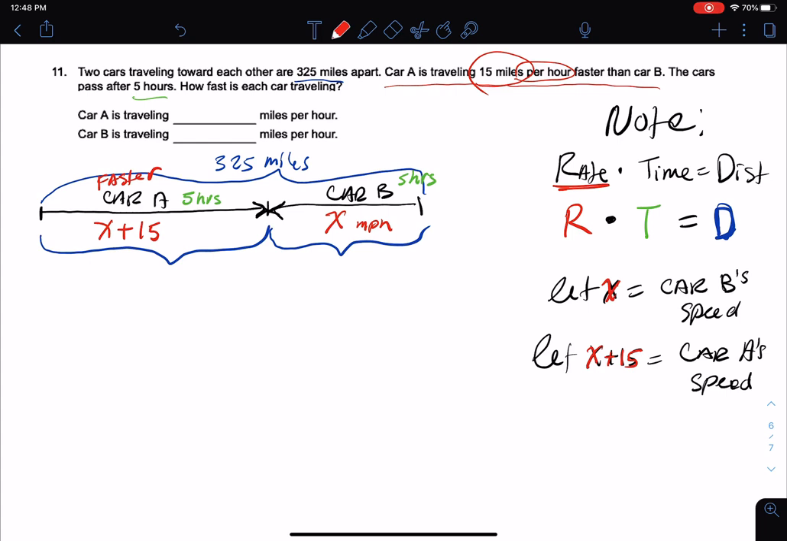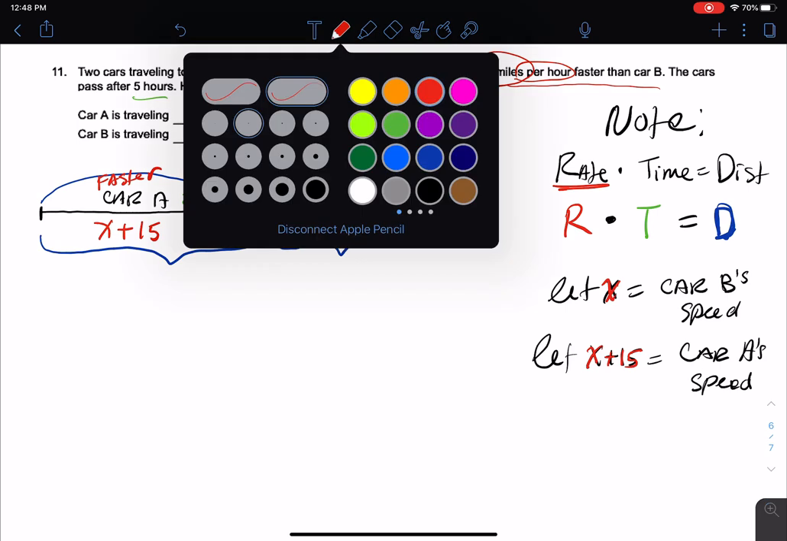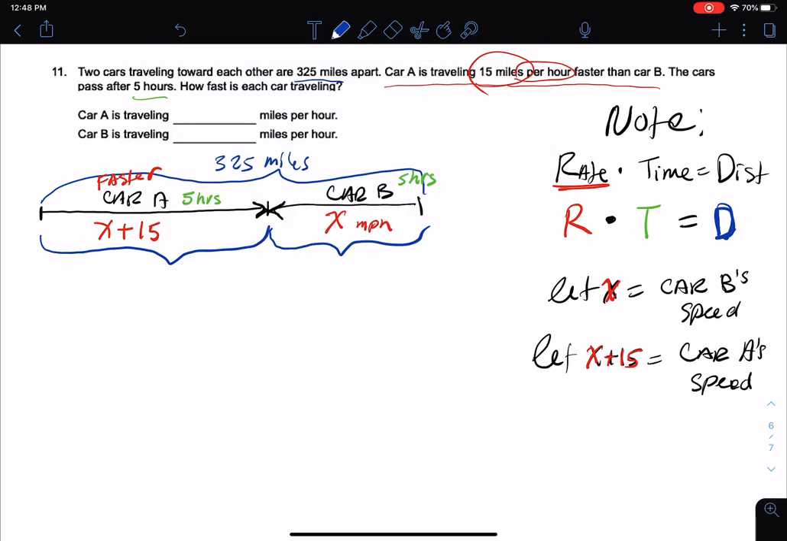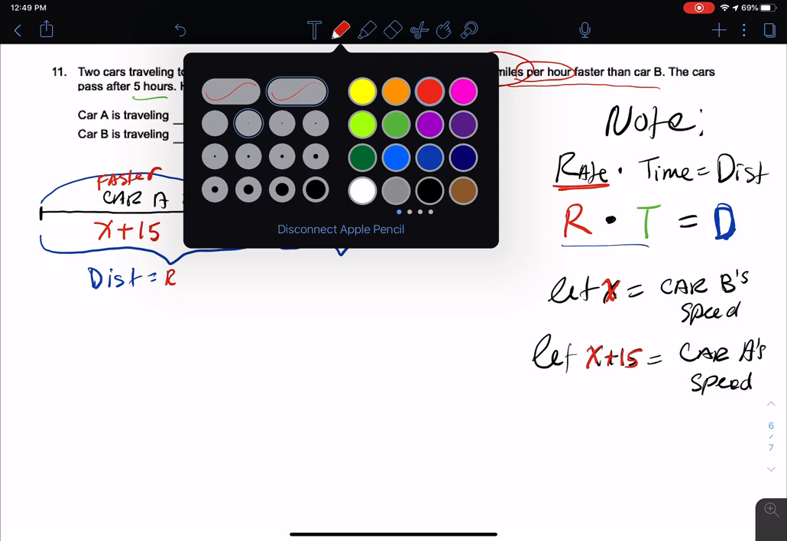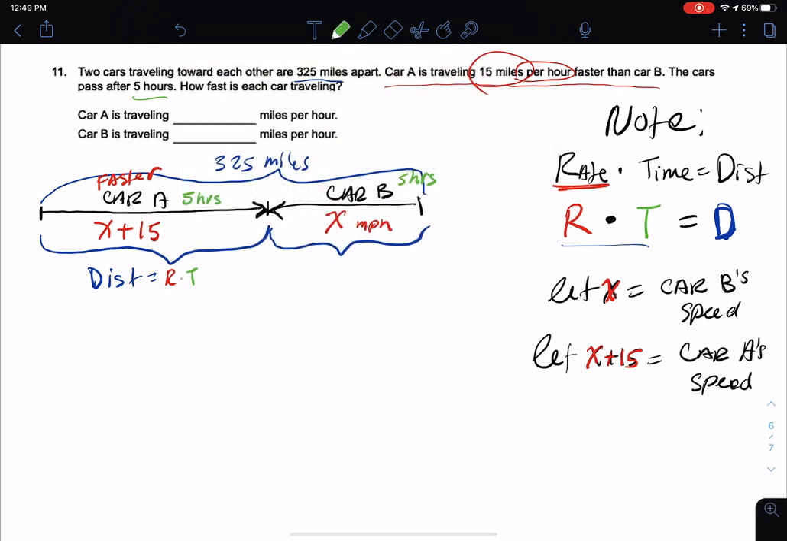All right, now I would really be in good shape if I knew what the distance of this piece was right here. And oh, by the way, I do know the relationship here, right? I do know the distance, because distance just equals rate times time. Remember, distance equals a red rate times a green time. And we do know that, so let's do it.